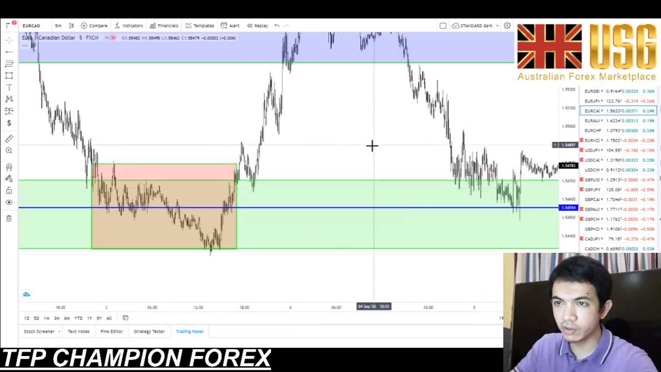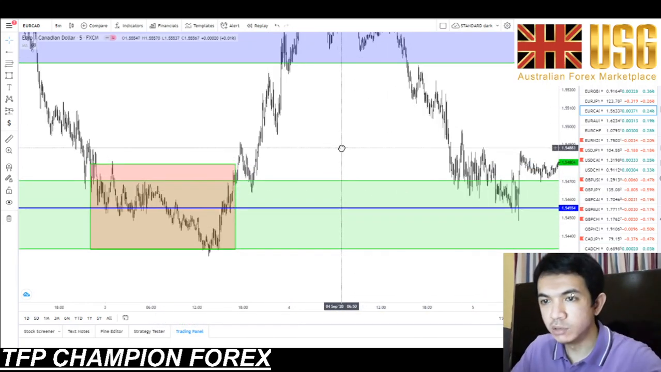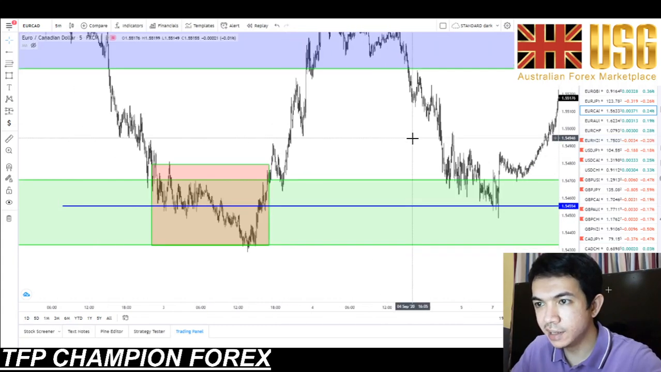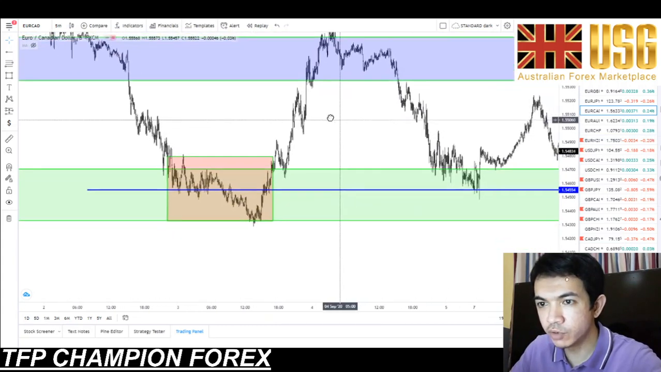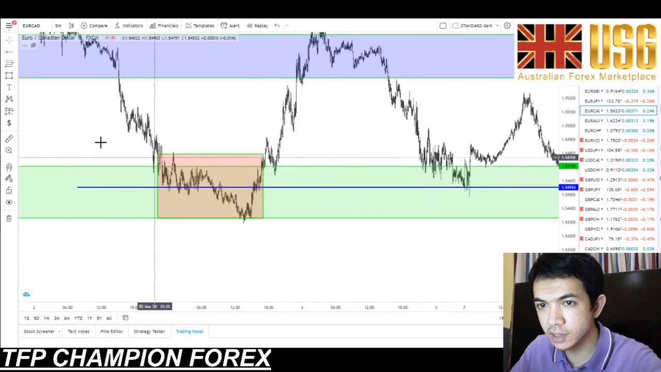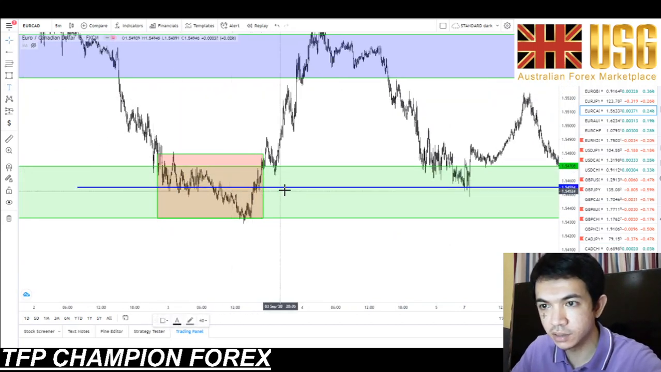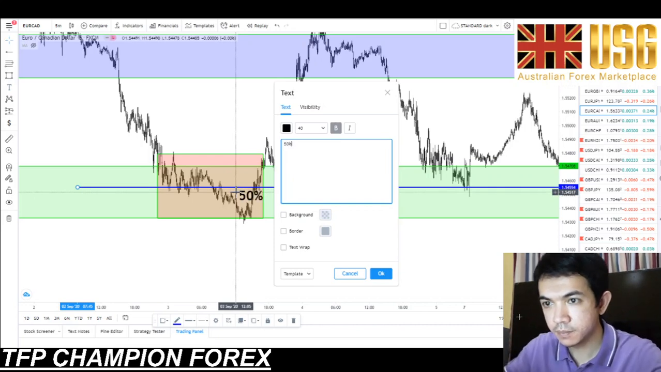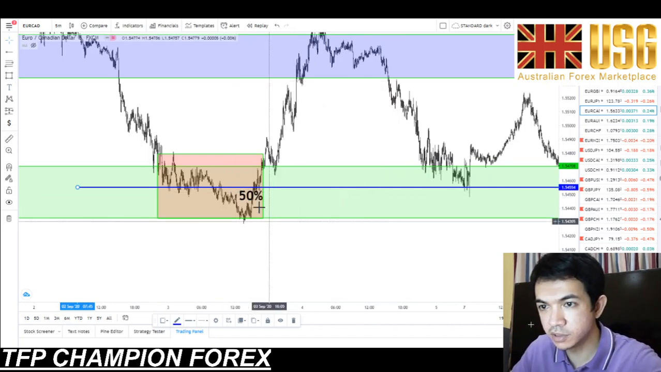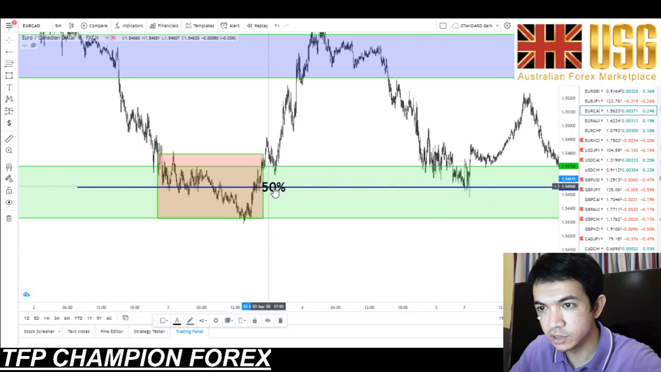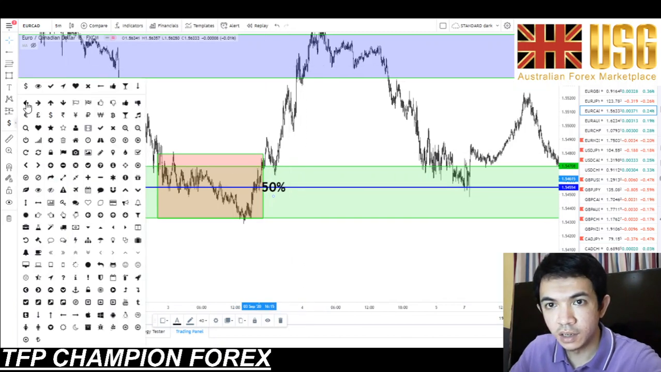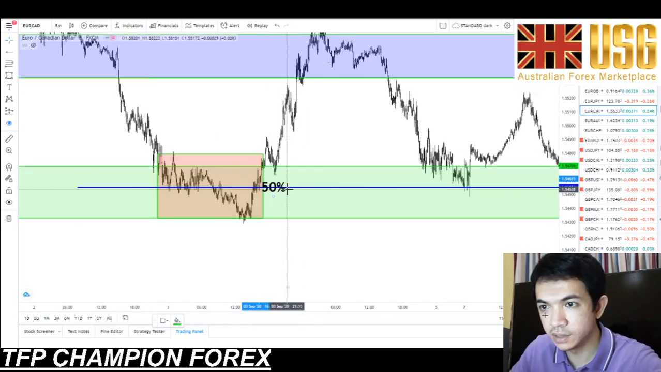So again, if I want to buy this market, I will set a buy limit, or I would wait for the market to return to my 50% level. Again, this is my 50%, this blue line. This is my 50% level for entries. Alright? So I will just keep an eye on this 50%.